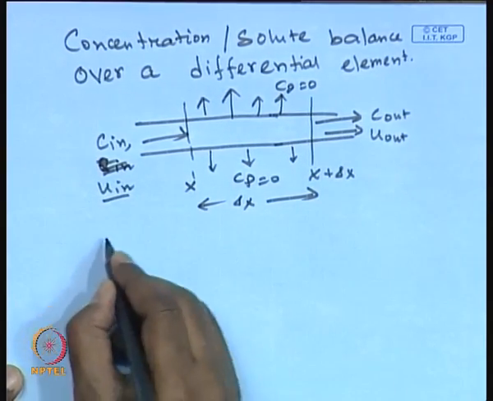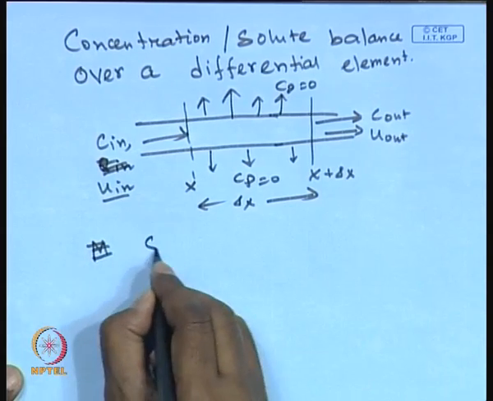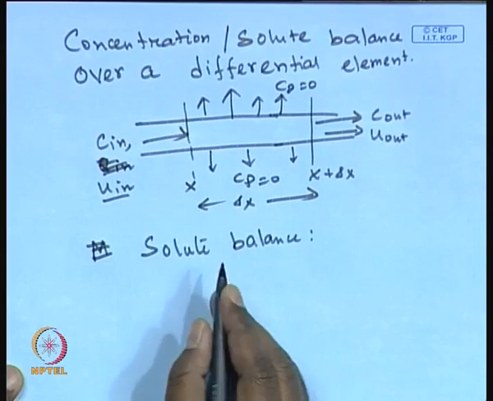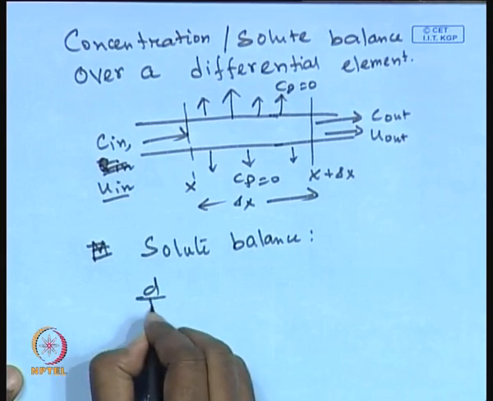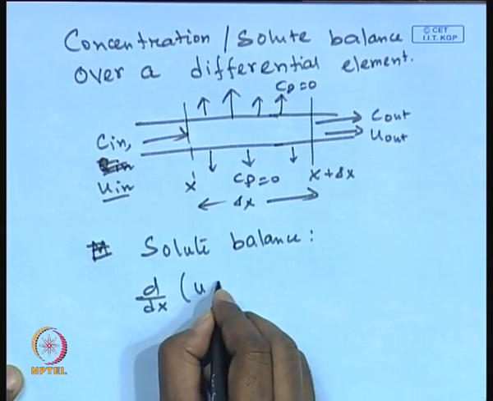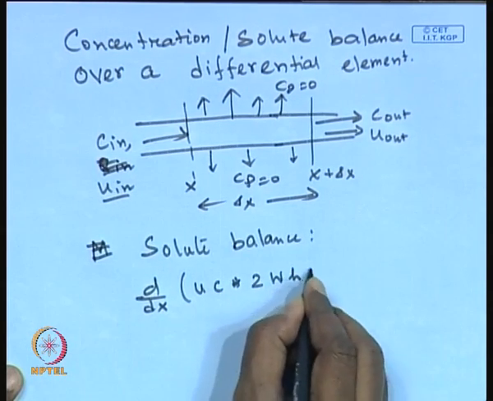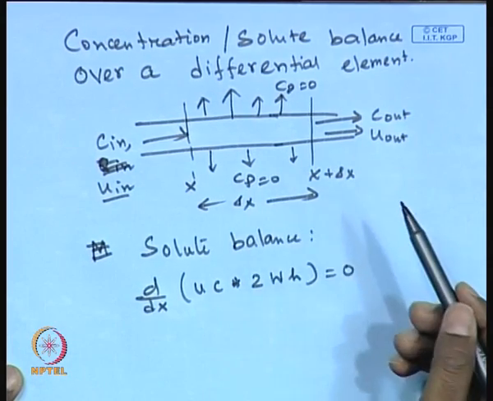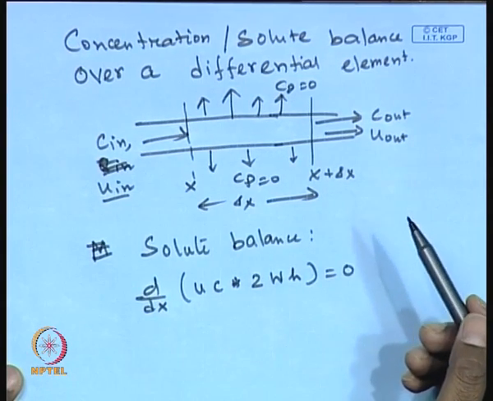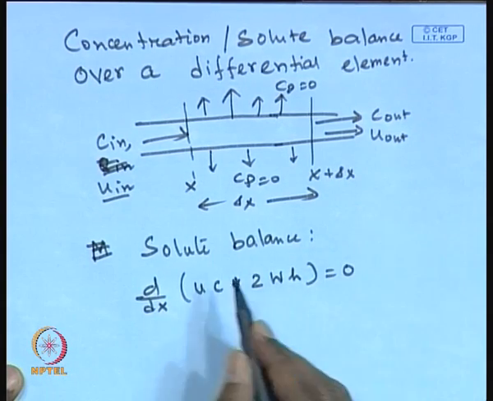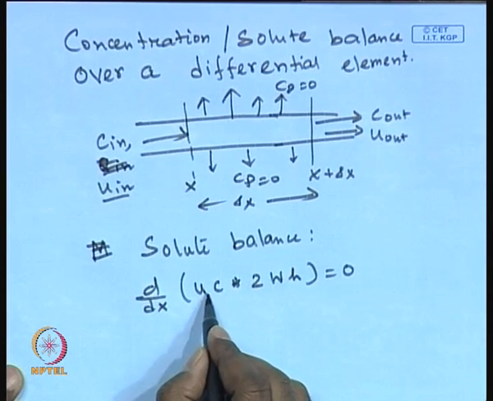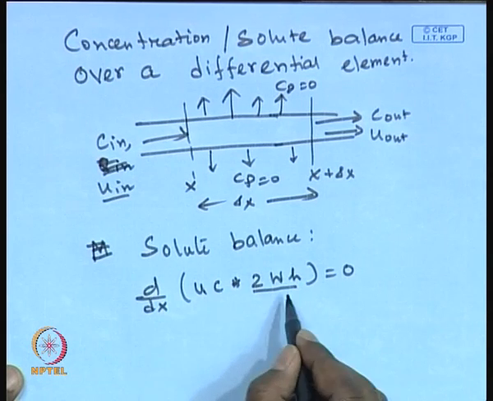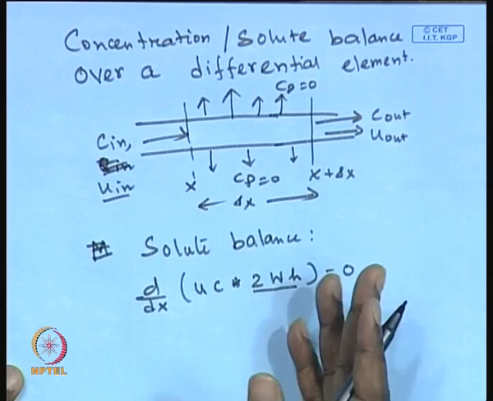So, if you really do a material balance or solute balance, what you are going to get is d/dx of u times C times 2 times W times H becomes equal to 0, because nothing is coming from the permeate side, nothing is going out, because no concentration of the solute, that is, no solute is going out. So, u times 2WH, 2W is the surface area. So u times 2WH is basically the cross sectional area.